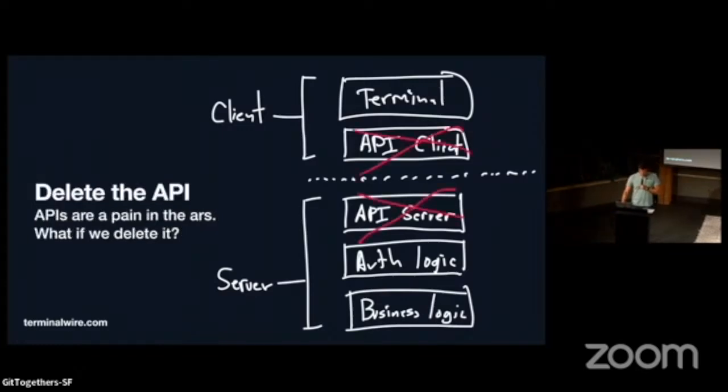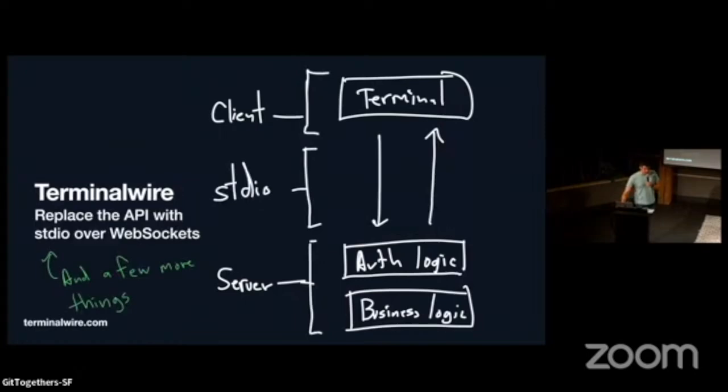So I don't know when it happened, but one day I was thinking through this and I thought, well, what if we just deleted the API and get rid of all that? And we replace it with what command lines already have, which is standard IO. There's a few more things beyond standard IO that we'll get to.